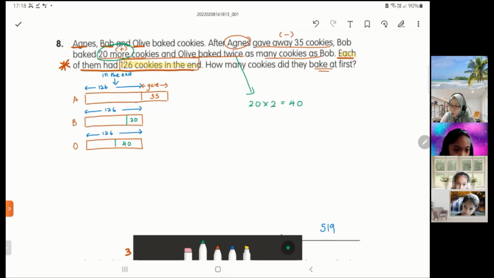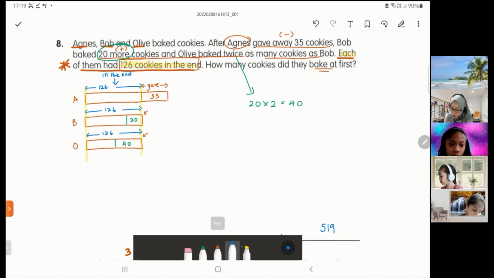Okay, so when this happens, you can see that now everyone has 126. In the end, everyone has equal. So you can see that this is given away, means no longer there. This is added on. This is added on also, baked some more. Now, I want to know how many cookies they baked at first. So at first means I want to know the original.